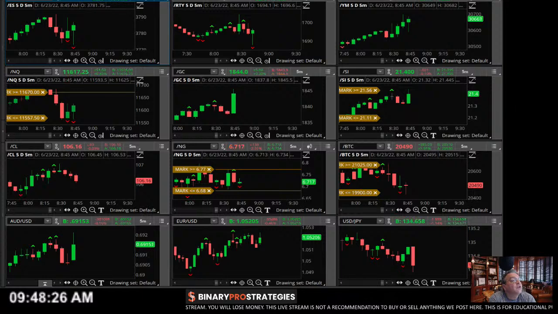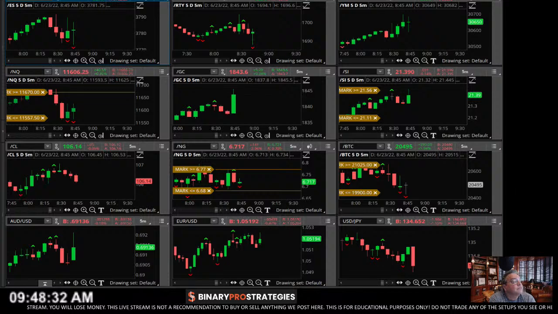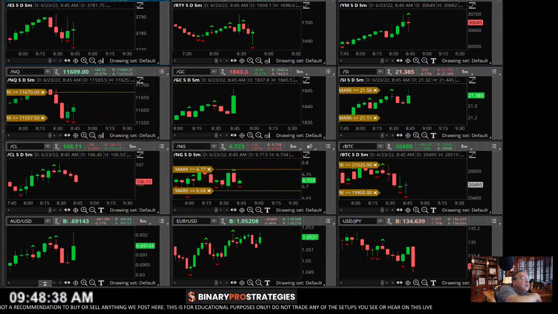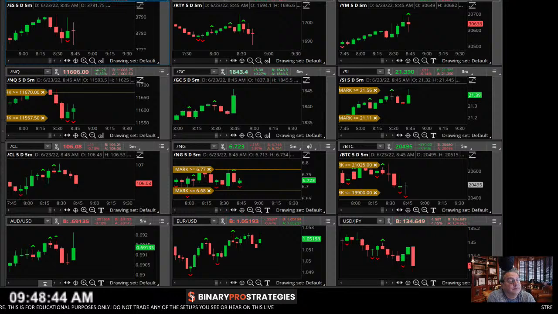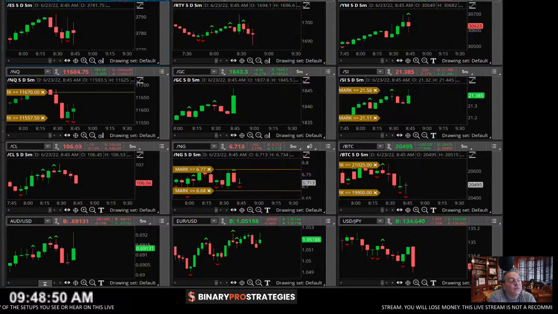All right, so we hit target on the mini Russell. Still holding short on the mini Nasdaq. Silver is still in a long position, as well as Bitcoin. Short on the natural gas, looking for a target of 668.